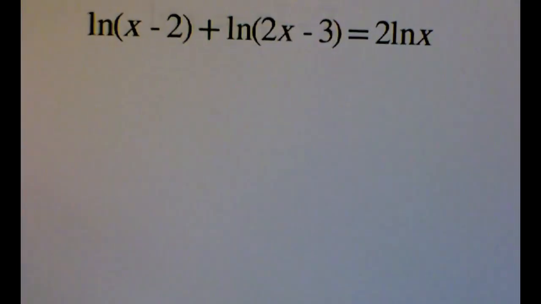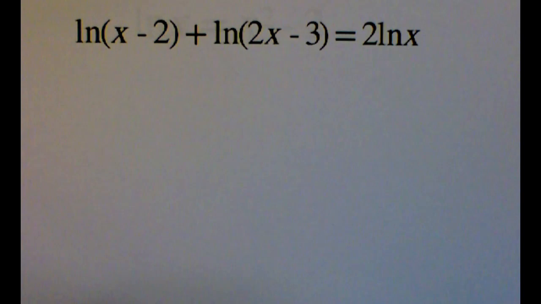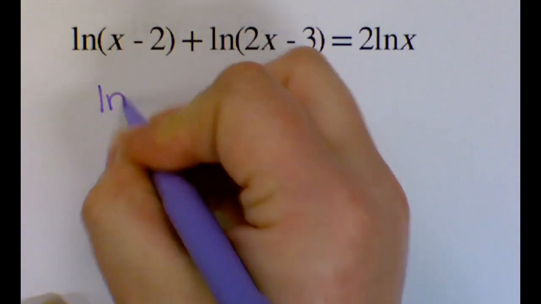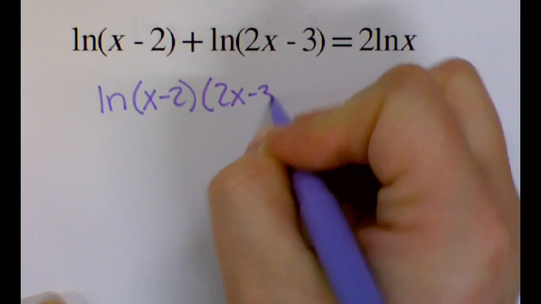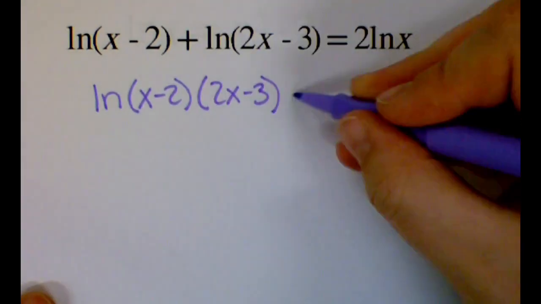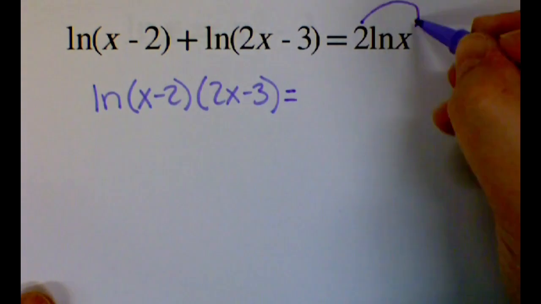All right, let's do a couple more. This one I have a bunch of different natural logs. Let's condense. Well, I have addition over here, so we'll take the natural log of x minus 2 times 2x minus 3. Over here I have a 2 out front, but I can only deal with this if it's just a log. And it's not like I can divide both sides by 2.